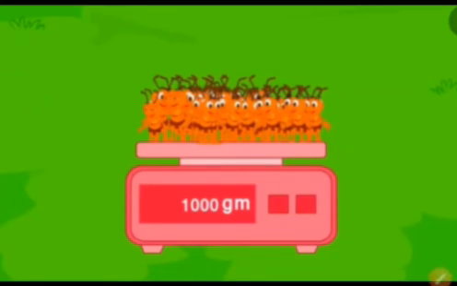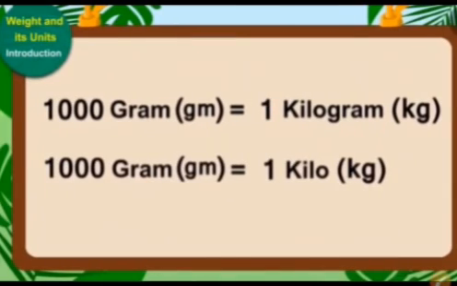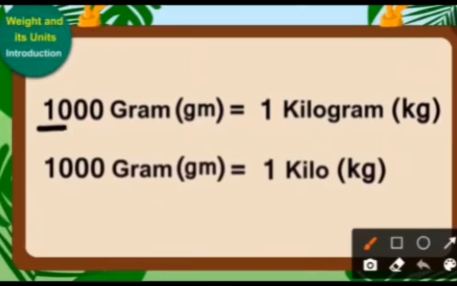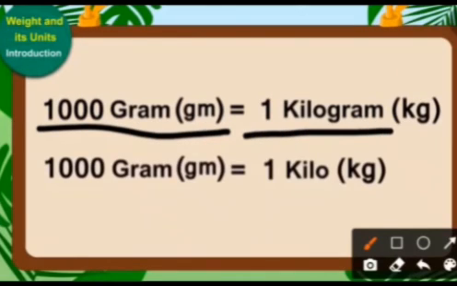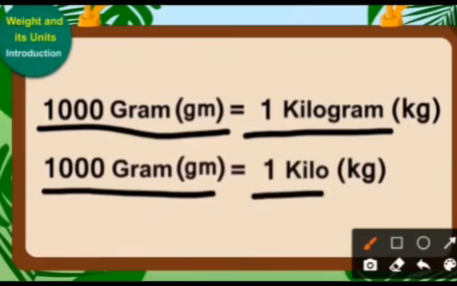Now suppose the weight of this many ants is 1000 gram. Now I want to convert gram into kilogram. So for that the formula is 1000 gram is equal to 1 kilogram. So 1000 gram is equal to 1 kilo.